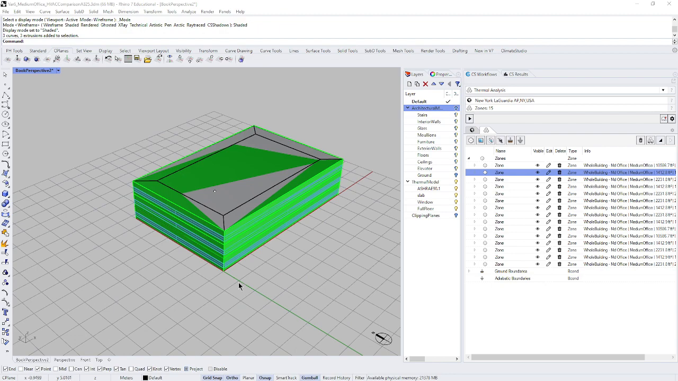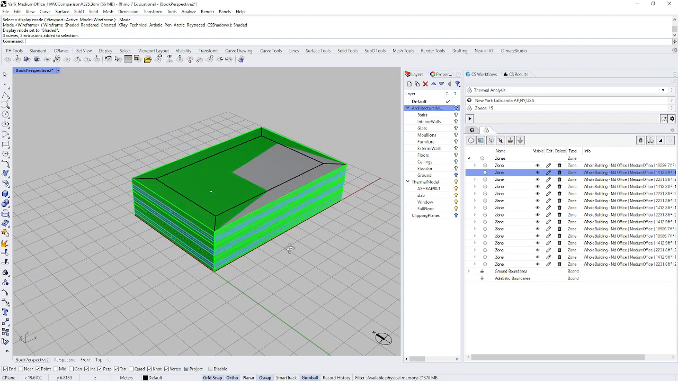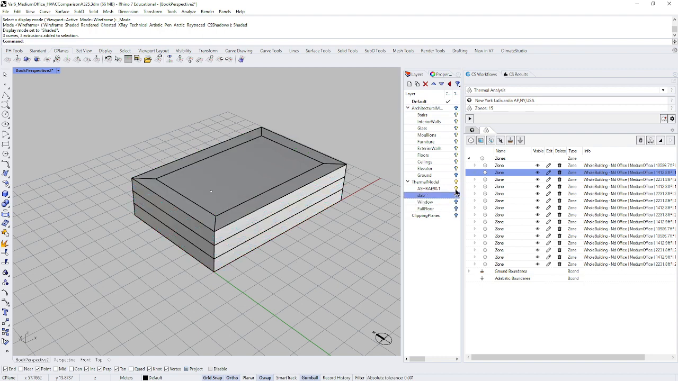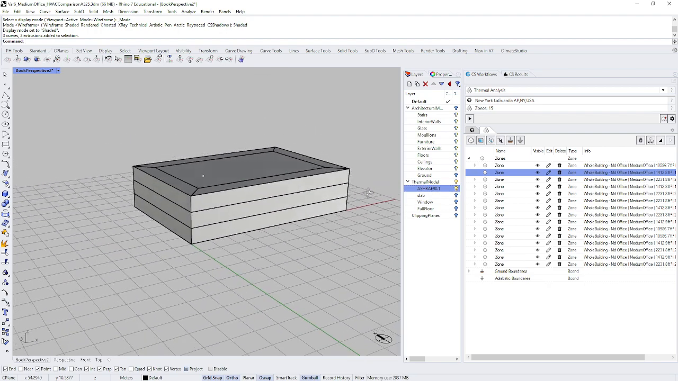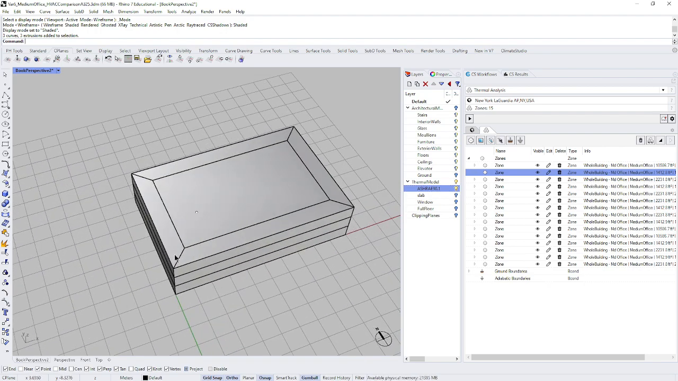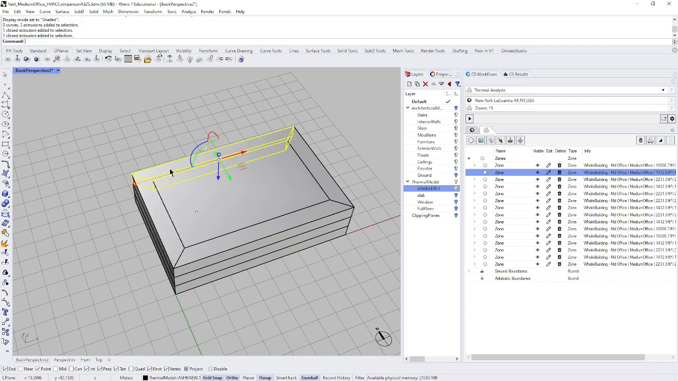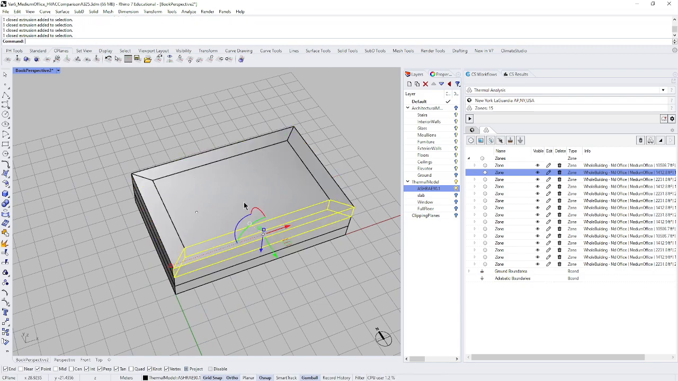So what do we have here? This is the layers for the thermal model. So I'm going to turn them all off and turn them on one at a time. We start with our zones. So this is a three-story building with 5 zones. So we've got 1, 2, 3, 4, and a central zone.